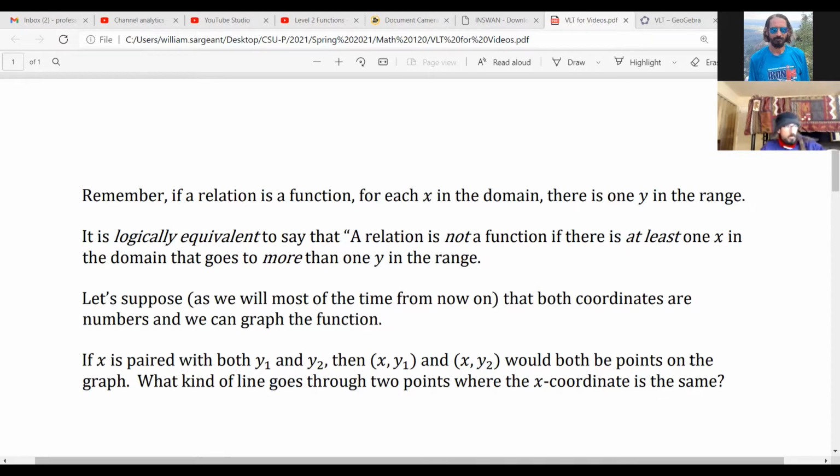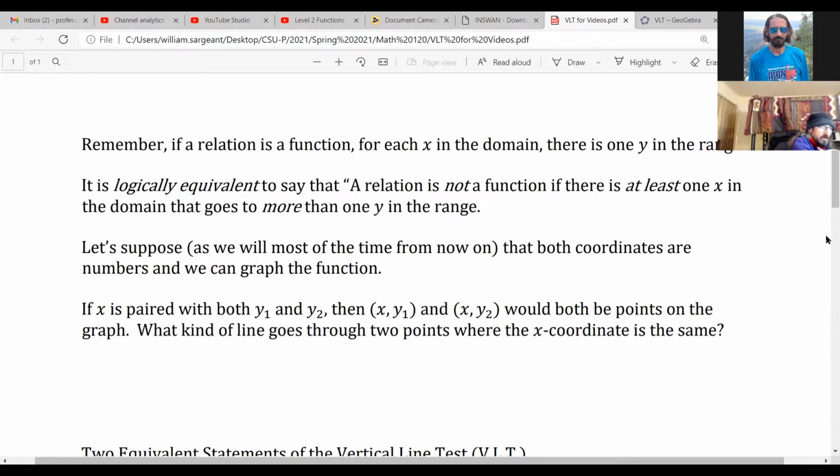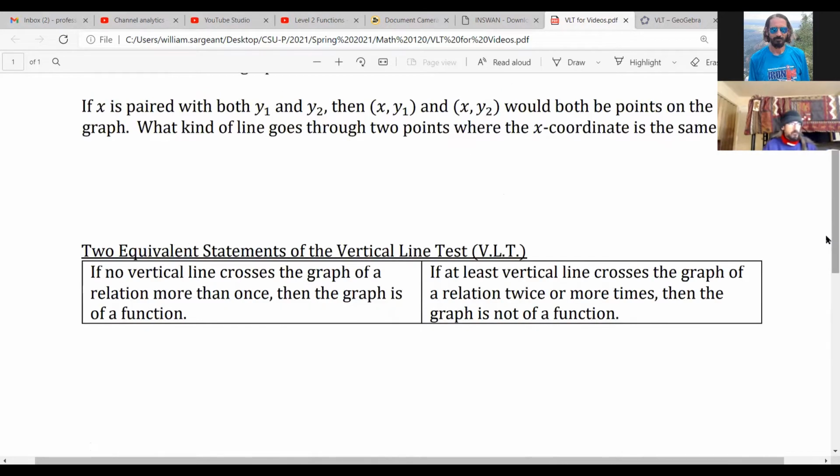Well, if you connect 2 points with the same x coordinate, then they would be connected by a vertical line. And so we get a way of testing whether a graph is a graph of a function called the vertical line test, or VLT for short. If no vertical line crosses more than once, then you are looking at the graph of a function.